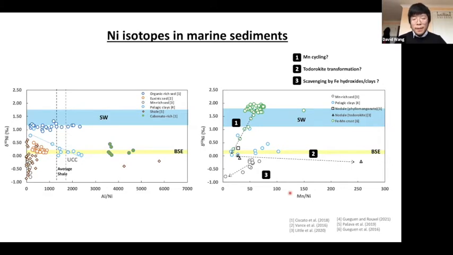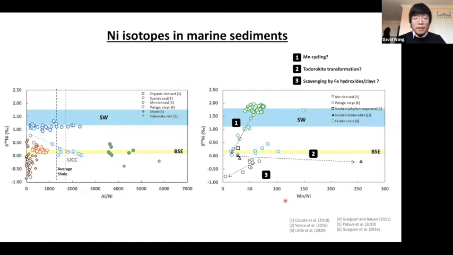And in this case, it actually suggests that the mineralogy in these sediments might also play an important role in controlling the bulk nickel isotope composition in the marine sediments. And overall, this current data set suggests that there's no simple explanation that can help us to explain all this data set.